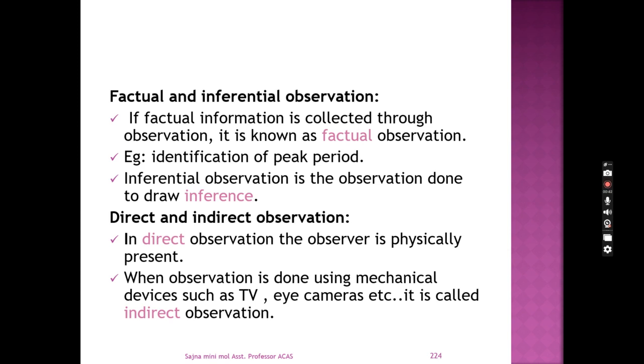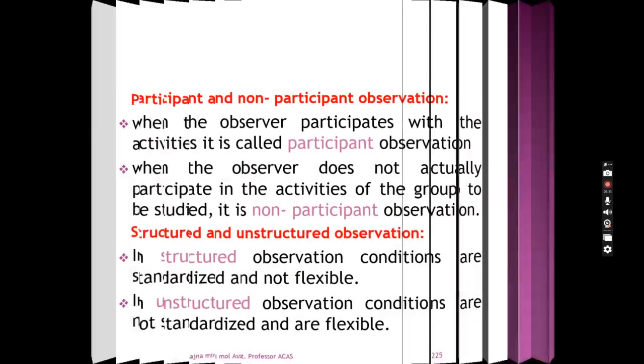Next, direct and indirect observation. In direct observation, the observer is physically present. He may be doing the observation using his naked eyes. In the case of indirect observation, there is no need for the physical presence of the researcher or investigator. He can do this observation using mechanical devices like CCTV and other cameras.